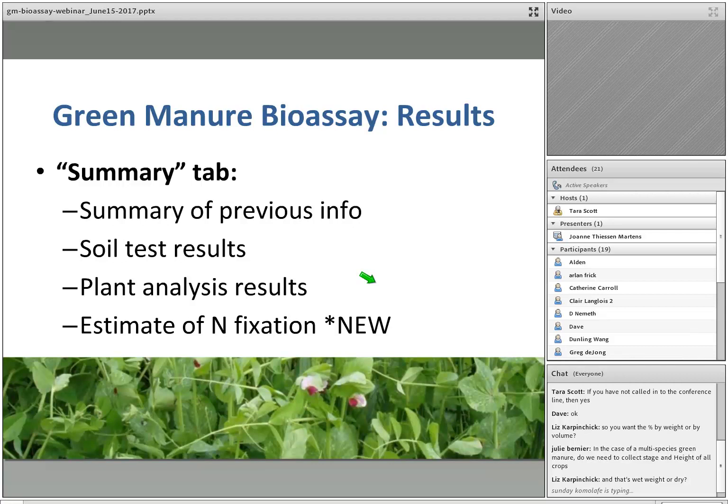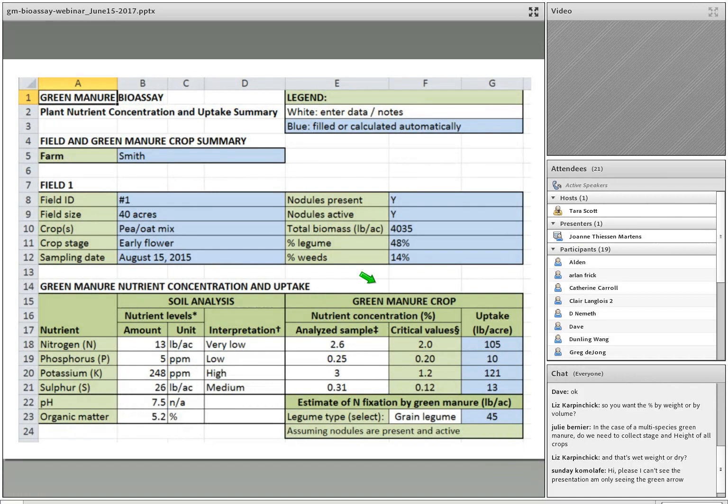We then go on to the summary tab, which is where all of the key, essential results feed into, and where you can also enter the plant nutrient concentrations and do some comparisons to levels that they should be at. Another new thing for this year is we've refined our estimate of nitrogen fixation based on the green manure biomass, and I'll talk about that in a little bit. So this summary tab, I'll show you what that looks like.